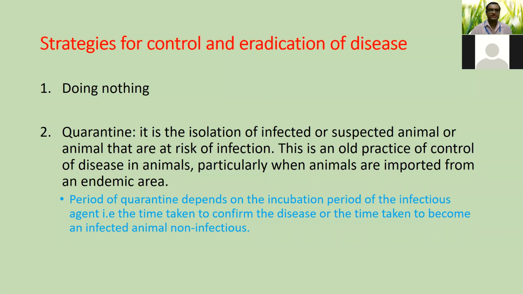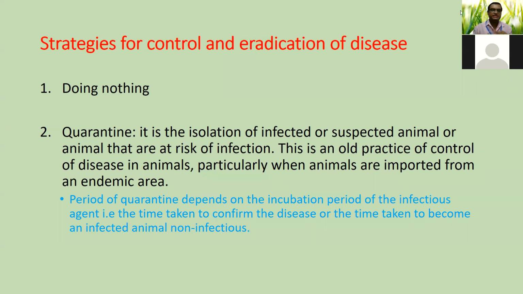So, what are those strategies that we can adopt in order to control and eradicate the disease? That is also important. As an epidemiologist or as a public health veterinarian, we should know how to go for control and eradication of disease from an animal or human population. The first strategy we can simply say is doing nothing. This is not a strict measure of disease control, but in principle doing nothing can act as a method of disease control.